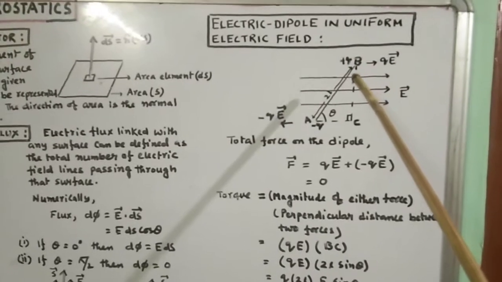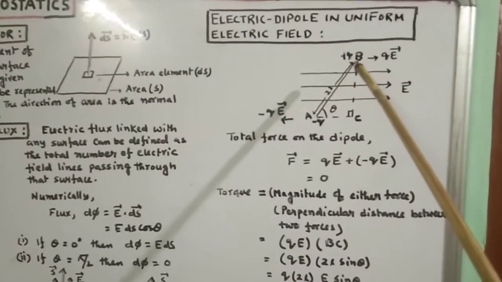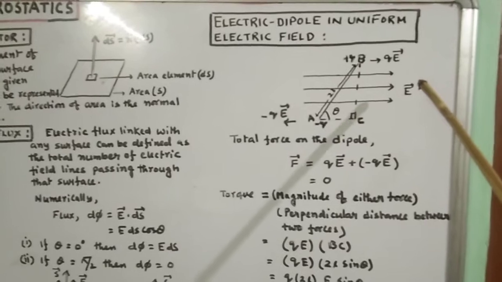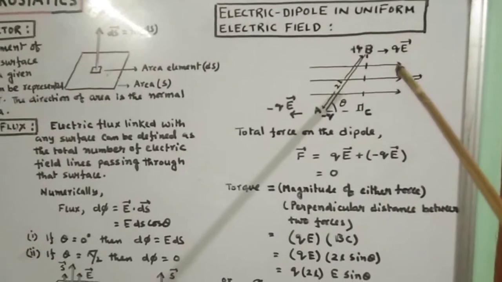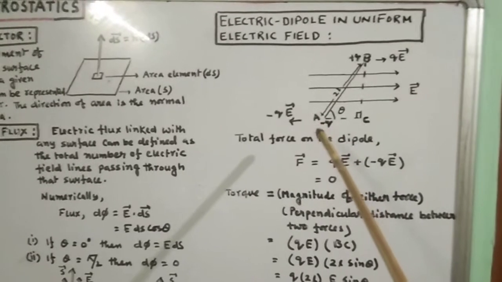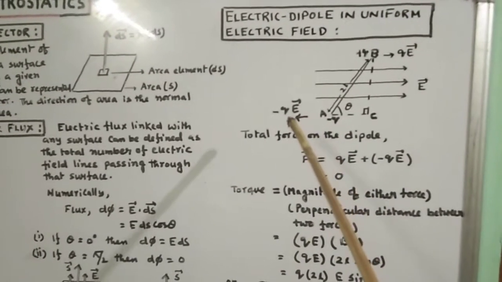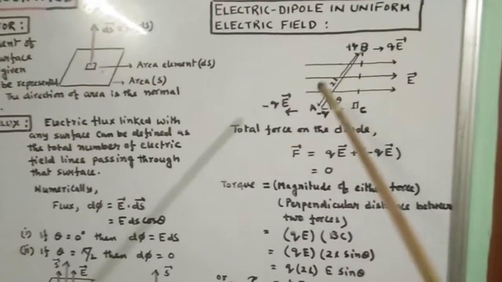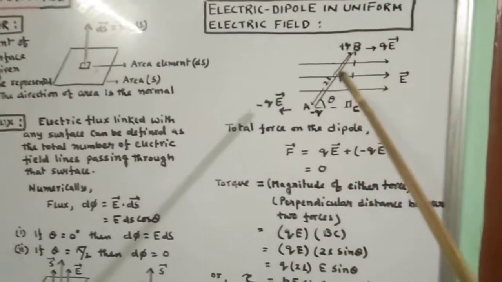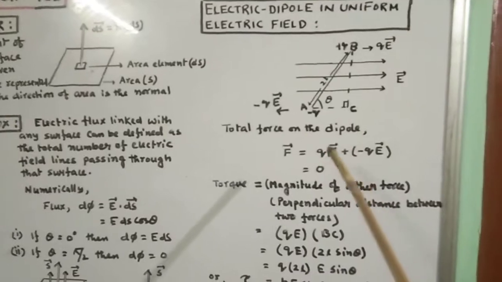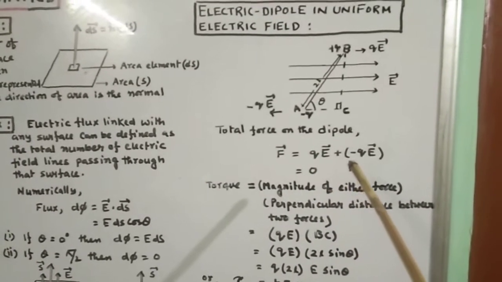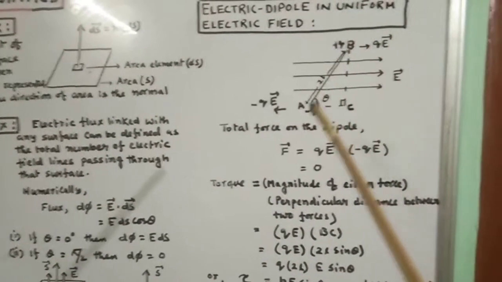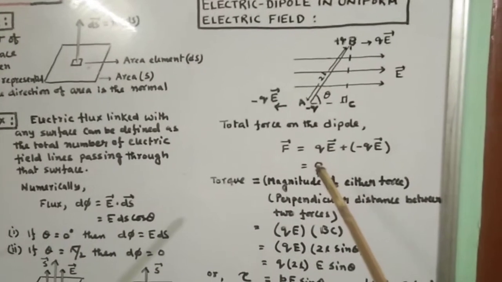As per the definition of the field intensity, there is a force on the charge plus q, and this force is directed along the direction of the electric field, that is qE vector. There is also a force on the charge minus q, and the direction is opposite to the direction of the electric field because of the negative charge. Now if we define the total force exerted on the dipole, then the total force F vector equals qE vector plus minus qE vector, equal to 0. So you can say the system is in translational equilibrium because net force is 0.